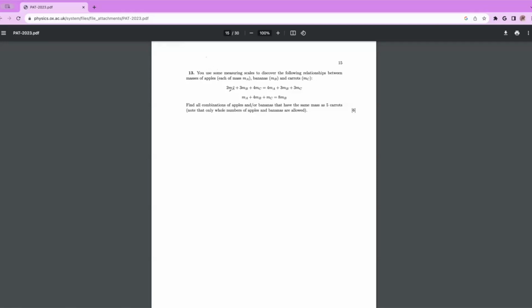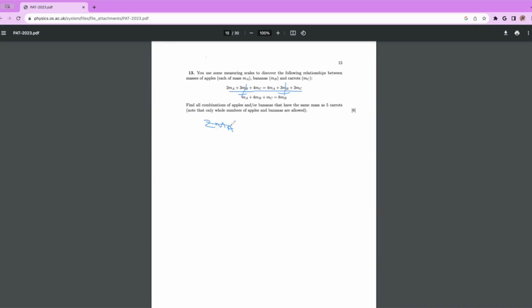Okay, so I suppose we can start working from the first equation. If we look at all the terms, we'll notice that there's a term of 3mb on both sides. So we can just cancel that. And that leaves us with 2ma plus 4mc is 4ma plus 3mc, right? So we write that here.